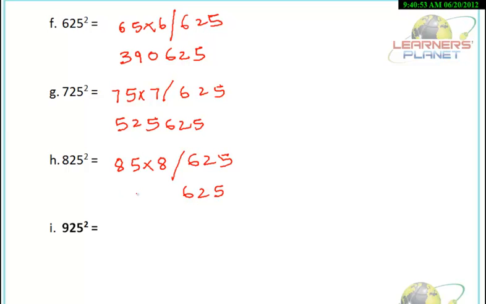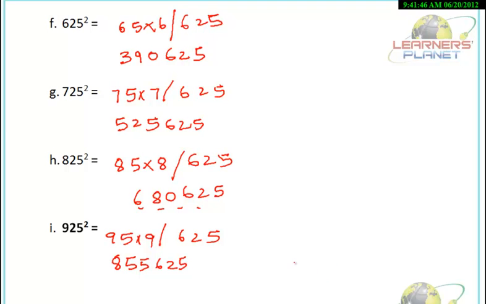It will be 680. So write 680. So 825 square will be 680625. Similarly, here it's 625 and 95 into 9. So what is 95 into 9? It's 855, 625. Okay students, so we have seen how to find the squares of the numbers that are ending with 25.